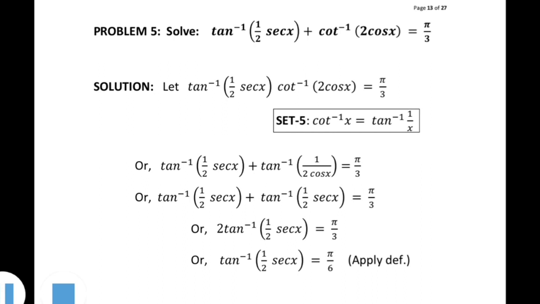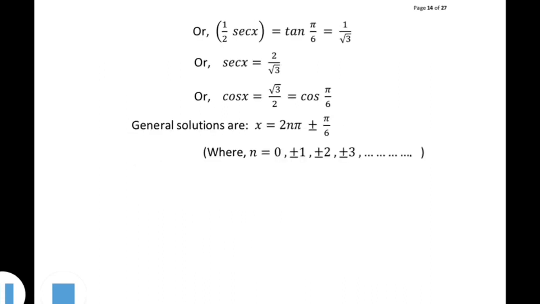So here we have to apply the definition of inverse circular function, that is tan inverse x equals theta, then we get tan theta equals x, and get the next step, that is 1/2 sec x equals tan pi by 6. We know that tan pi by 6 is tan 30 degree. The value of tan 30 degree is 1 by root 3, and we get the next step as sec x equals 2 by root 3, which can be converted to cos x, that is cos x equals root 3 by 2, which equals cos pi by 6. So general solutions are x equals 2n pi plus or minus pi by 6, where n equals 0, plus or minus 1, plus or minus 2, plus or minus 3, and so on.